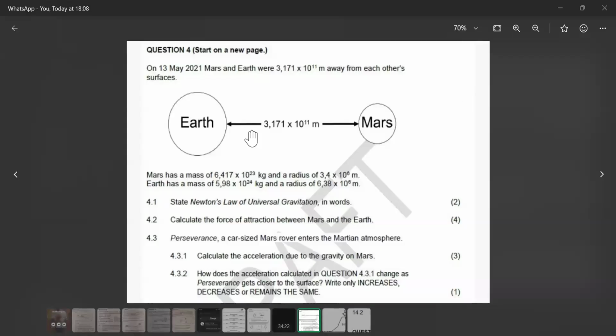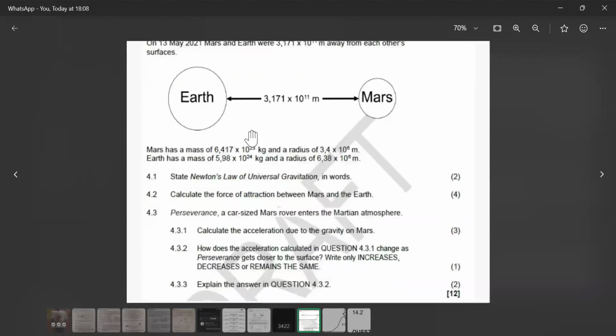All right. Now 4.3 they say Perseverance, a car-sized mass.